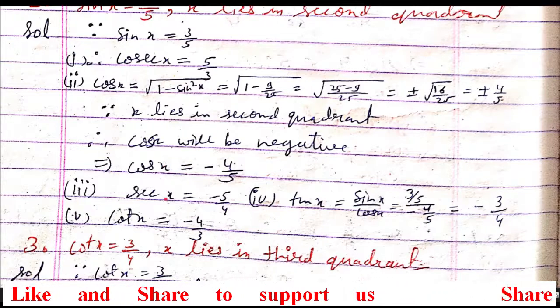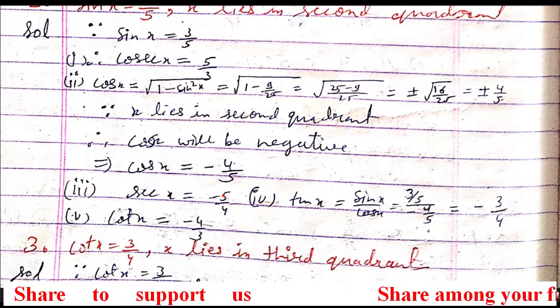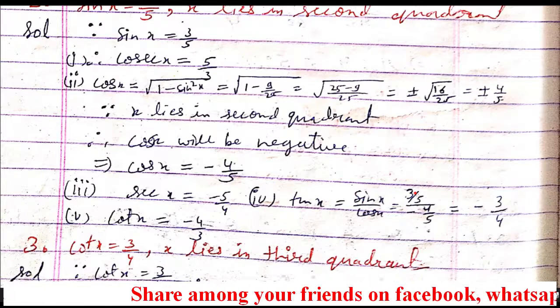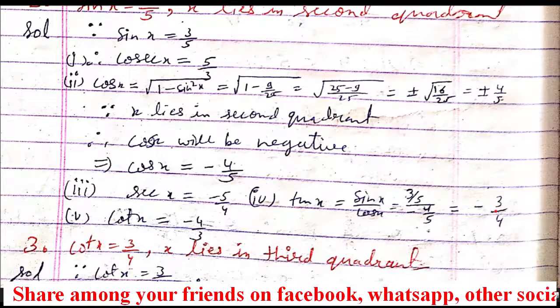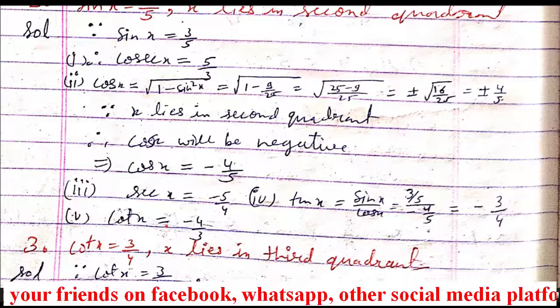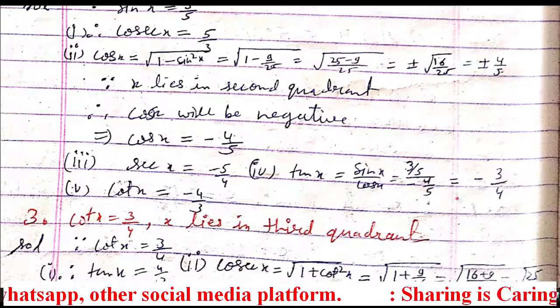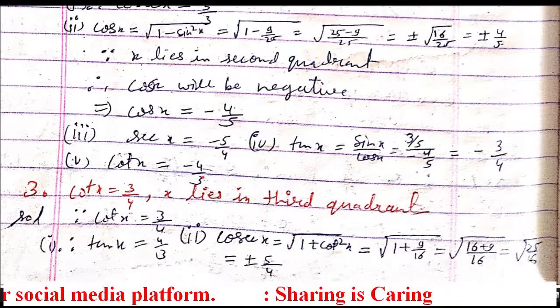Now the reciprocal of cos x is sec x, that is minus 5 upon 4. Tan x is sin x upon cos x, divide them, you will get minus 3 upon 4. And cot x is the reciprocal of tan x, that is when you do the reciprocal here you will get minus 4 upon 3.